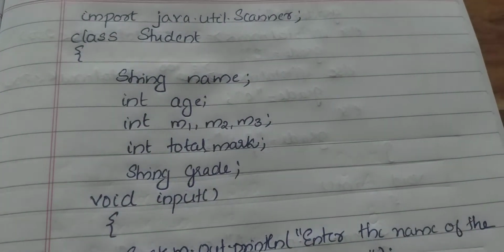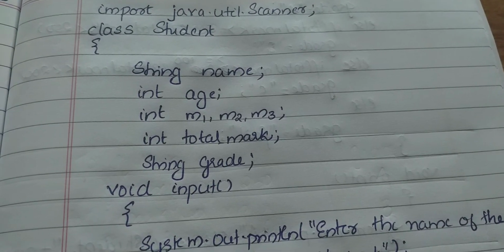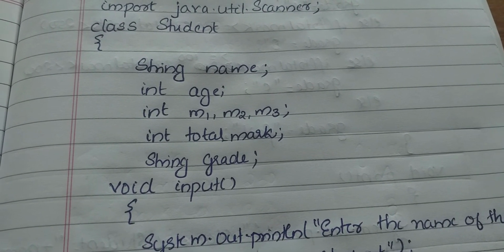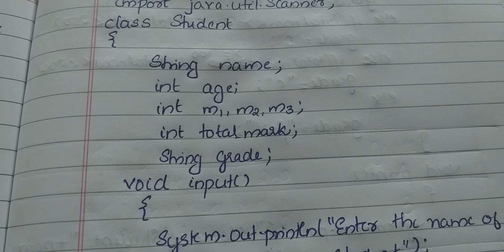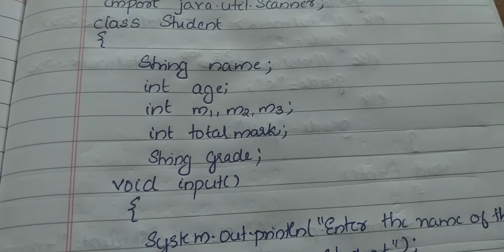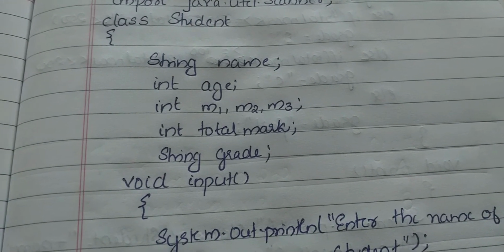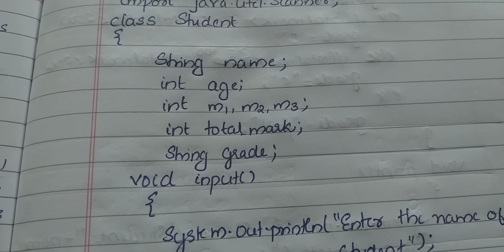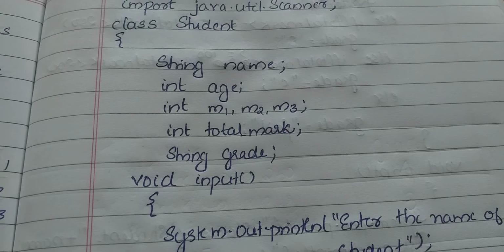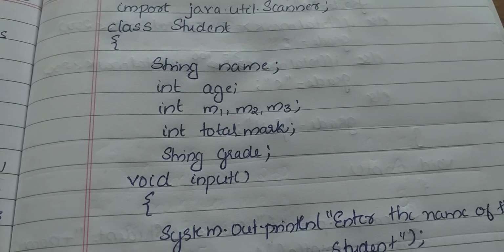Import java.util.Scanner, then class Student, open brace, string name, int age, int m1, m2, m3. So next thing is, these things are not given in your member variable section. You have to add this by reading the question, that is int total mark, then string grade. Since we are declaring the last grade as fail, we are declaring it as string.